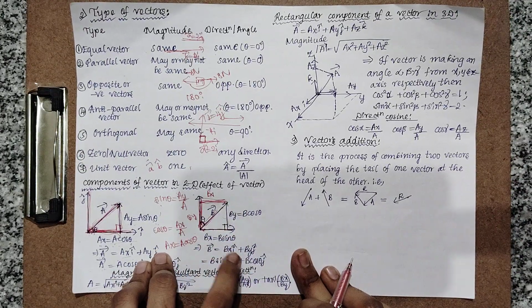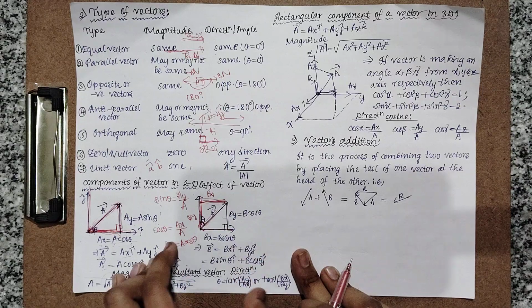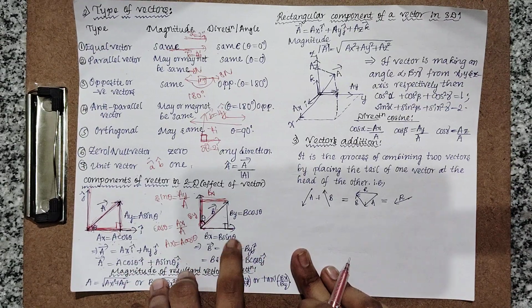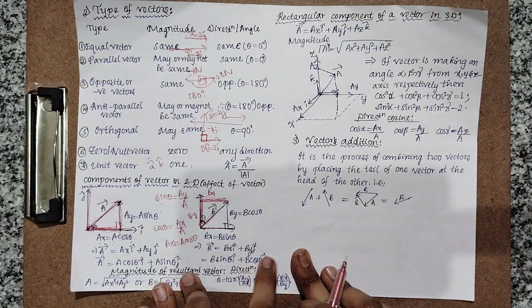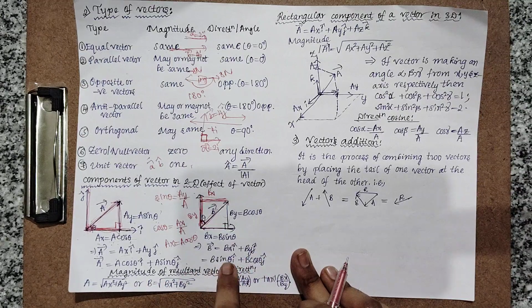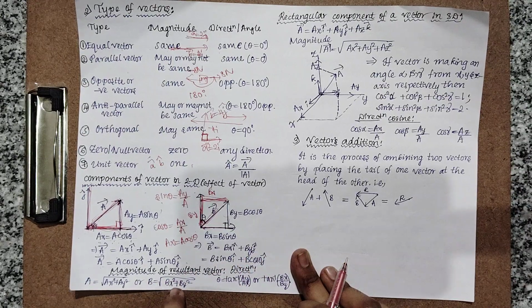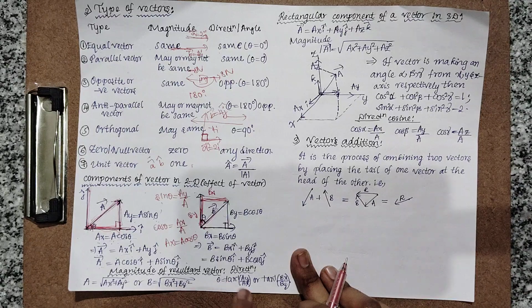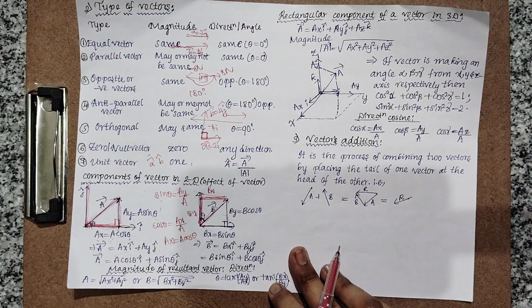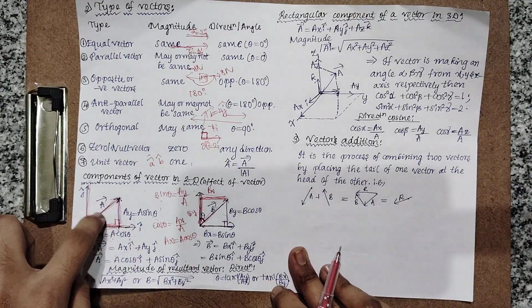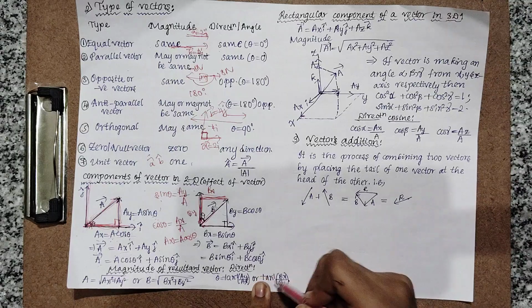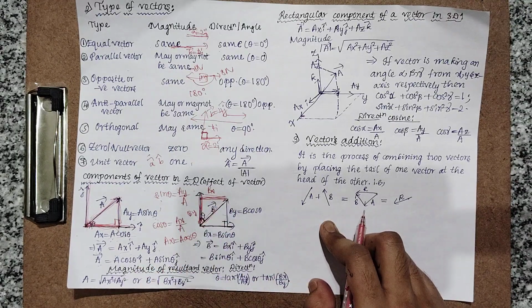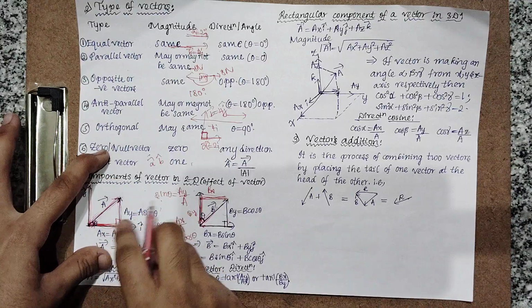So b bar is equal to bx i cap plus by j cap. That means b bar is equal to b sin theta i cap plus b cos theta j cap. Here the magnitude of b bar is equal to under root of bx square plus by square. And remember direction. The direction is given by theta equal to tan inverse of ay by ax in this case, or else in this case theta is equal to tan inverse of bx by by.